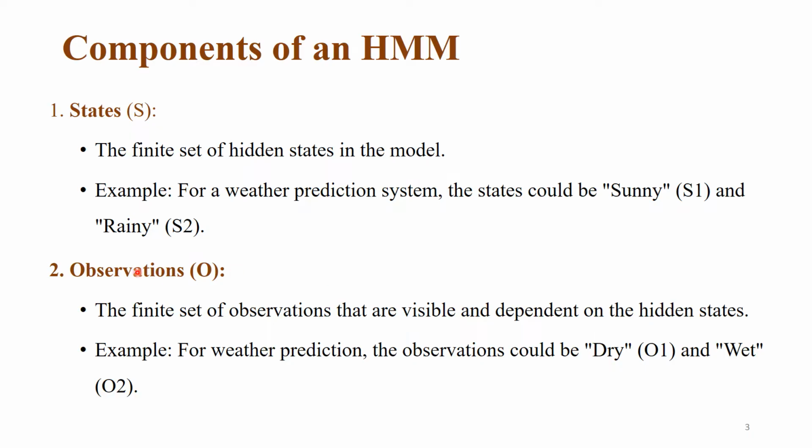Some of the components related to HMM. States: it represents the finite set of hidden states in the model. For example, in a weather prediction system, the states could be sunny and rainy. Observations: the finite set of observations that are visible and dependent on the hidden states. For example, for weather prediction, the observations could be dry and wet.